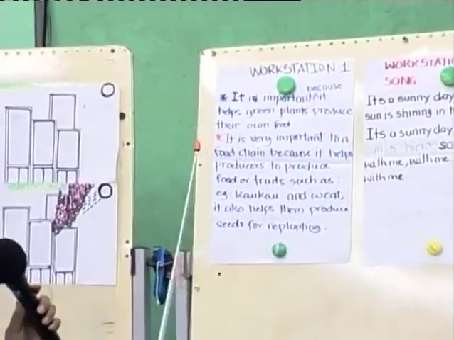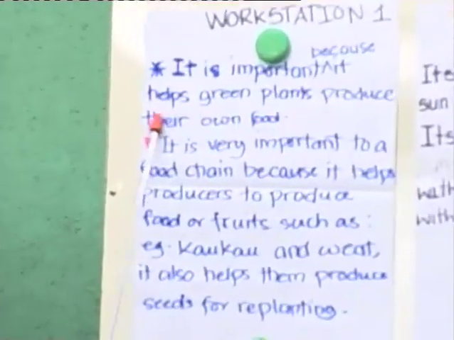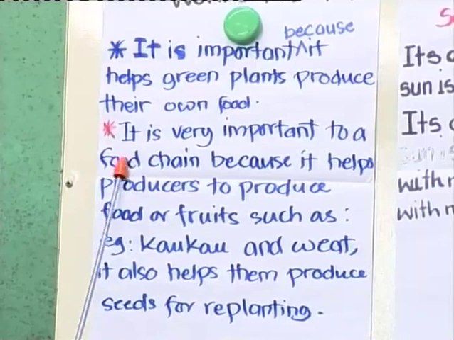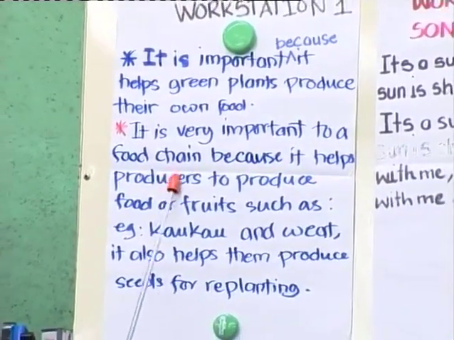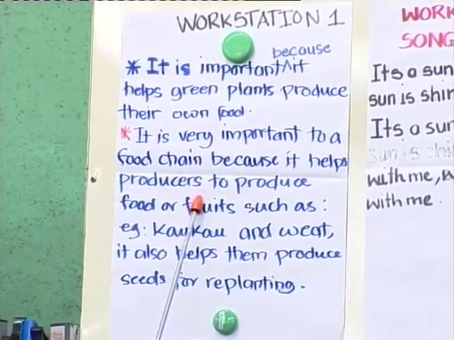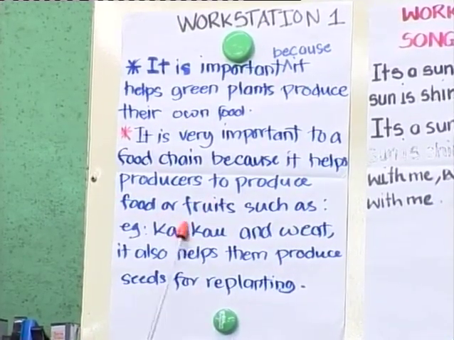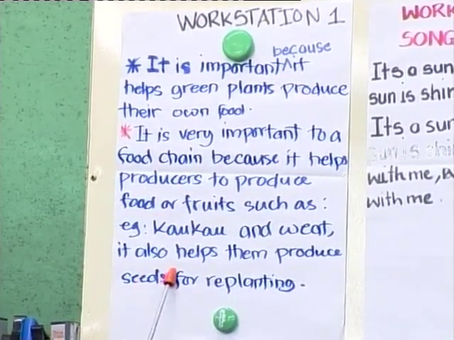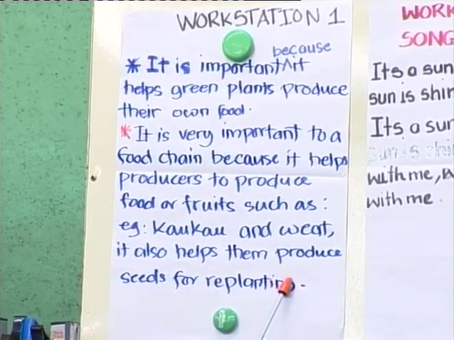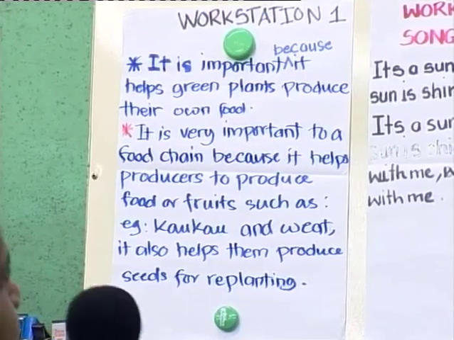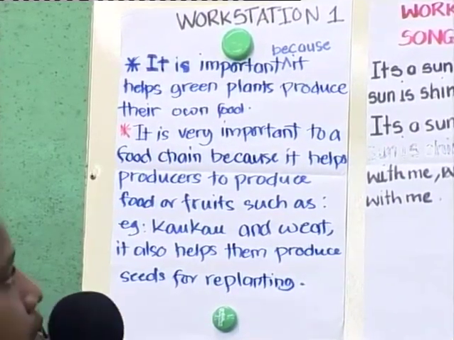Workstation 1. It is important because it helps green plants produce their own food. It is very important to a food chain because it helps producers to produce food or fruits such as cocoa and wheat. It also helps them to produce seeds for replanting. Workstation 2, we wrote a song.